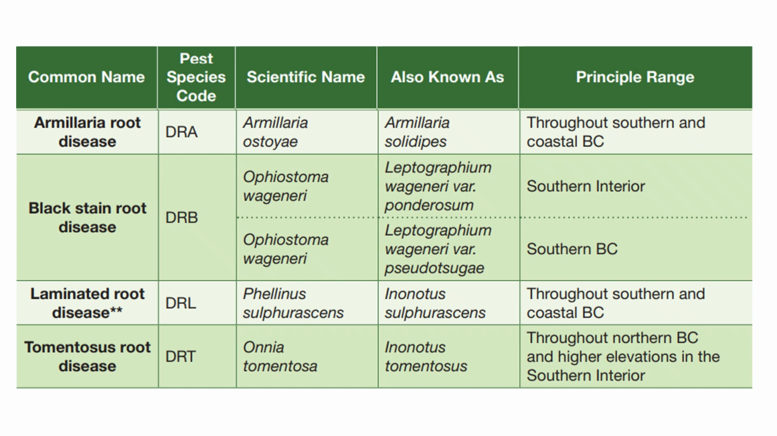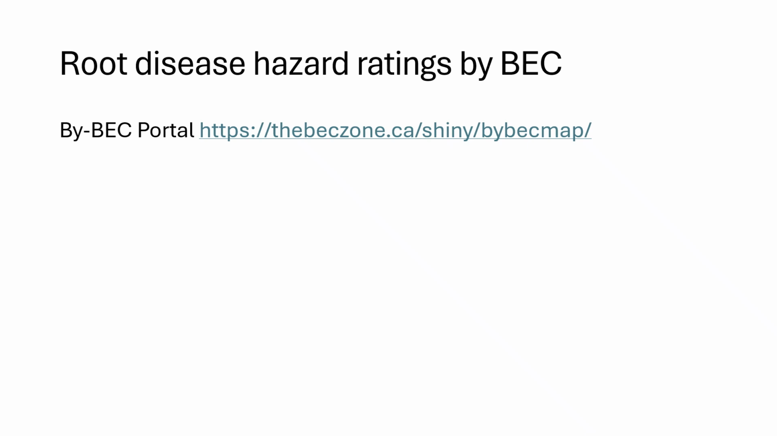Armillaria, black stain, and laminated root disease occur only in the southern half of the province. Tomentosus occurs throughout BC, but is more common in northern BC. A more complete description of hazard by root disease can be found in the BC Ministry of Forests portal.